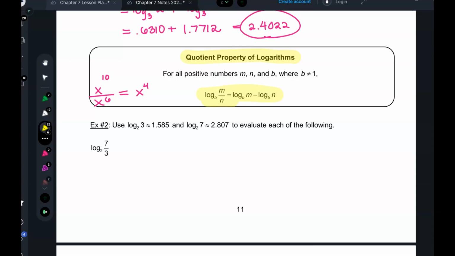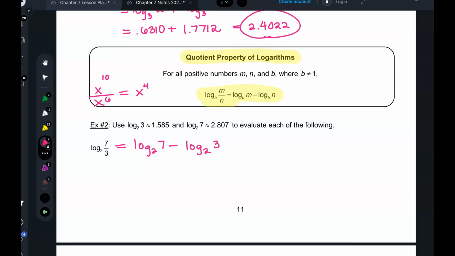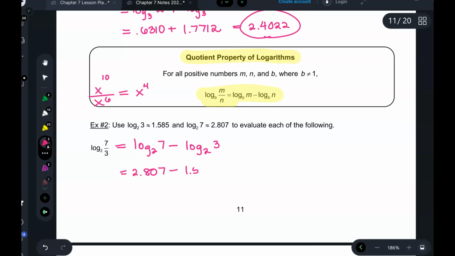Okay, so this one's just like the last one. Log base 2 of 7/3. How can I rewrite that? Log base 2 of 7 minus log base 2 of 3. What's log base 2 of 7 equal to? 2.807. And the other one? 1.535. Okay. 1.222.